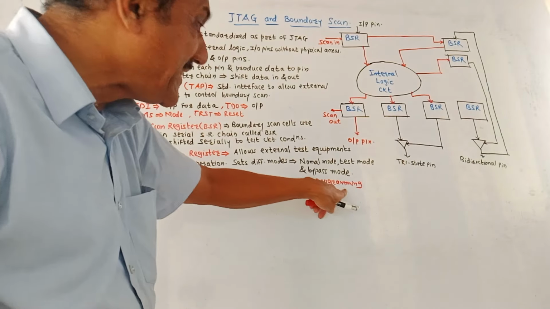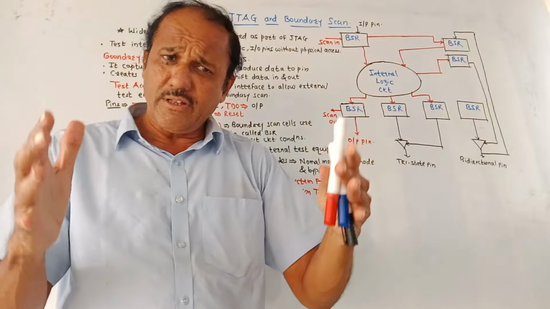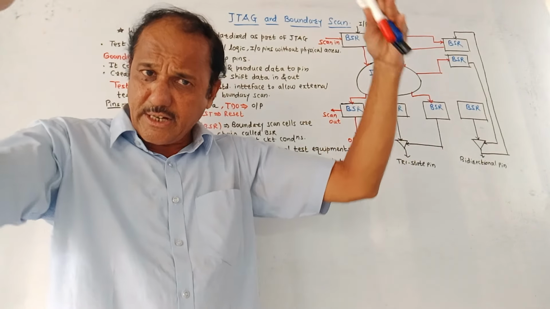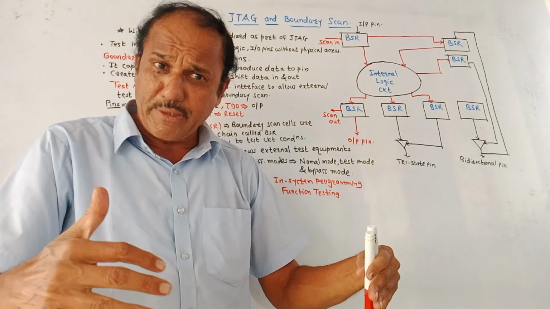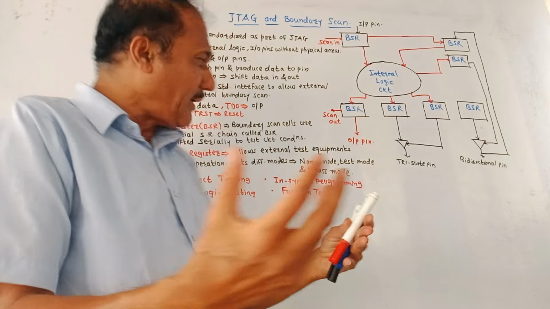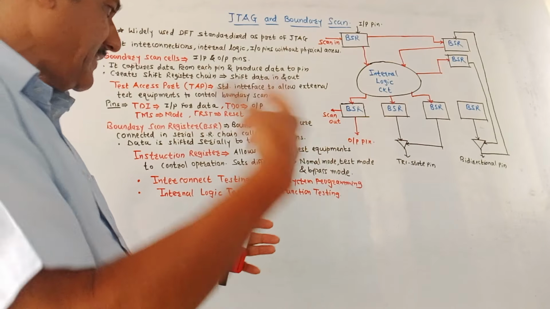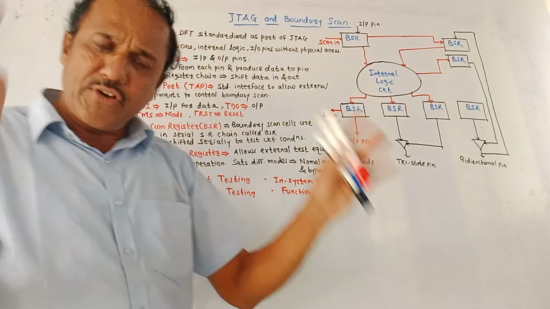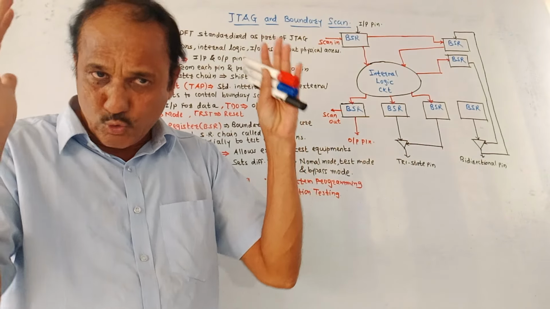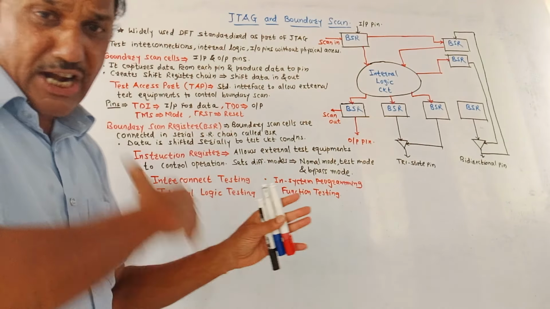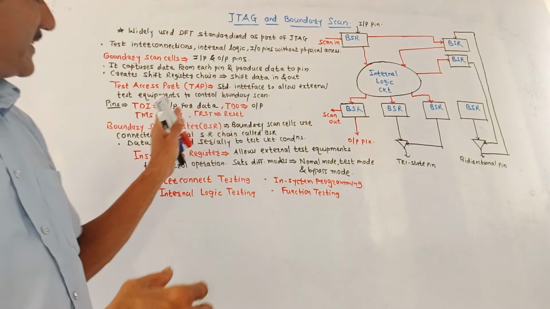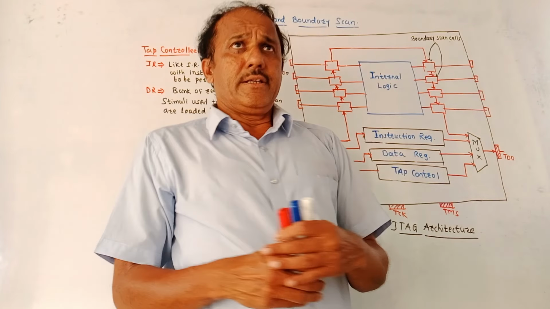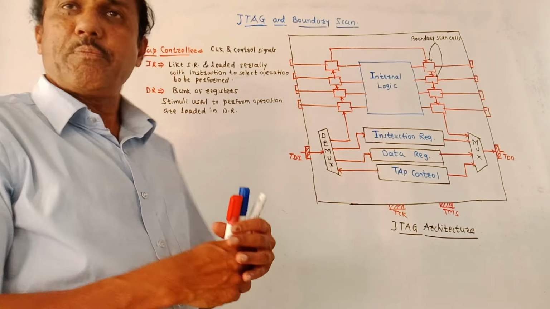Then in-system programming. Components like CPLDs and FPGAs, even when they are connected or soldered on the PCB, you can program or configure these devices. Then function testing. The entire functionality of the device or total circuit can be tested at a stretch using this boundary scanning technique. Next part is the Joint Test Action Group architecture.